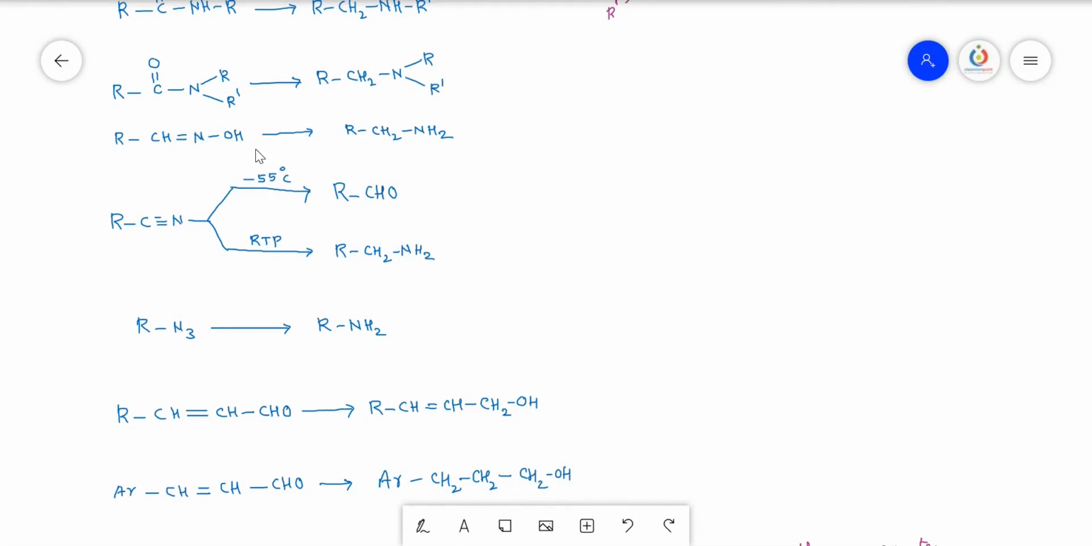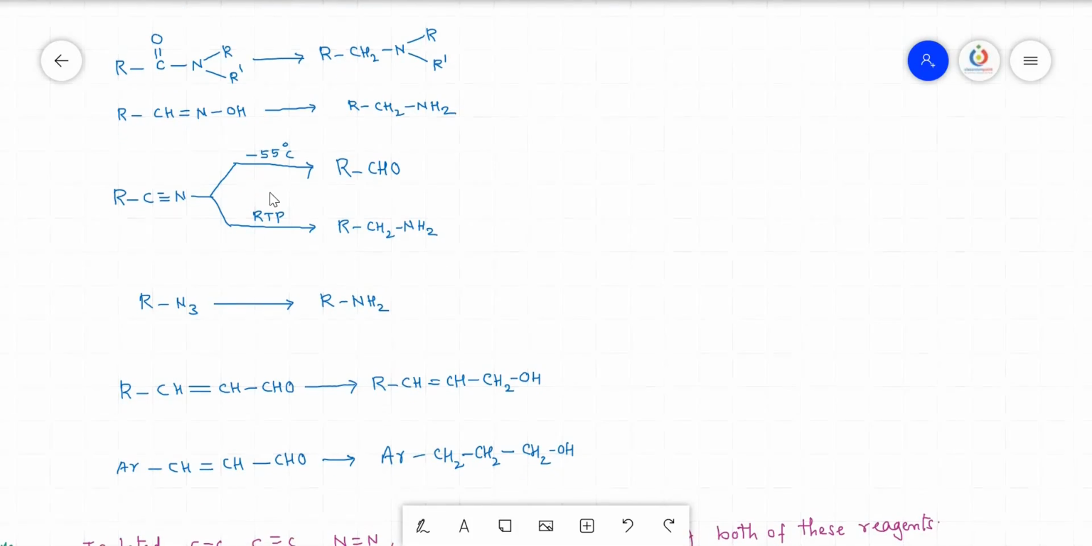With lithium aluminium hydride, if you use low temperature, minus something degrees temperature, then it gives the aldehyde. But if you use room temperature, RT means room temperature and pressure conditions, then you get the primary amine. But most of the textbooks mention only RTP conditions, not this one. So if they specifically mention the temperature, then you will get the aldehyde. If they don't mention any temperature, it means you have to consider it as a room temperature condition. So automatically you have to write down the primary amine.